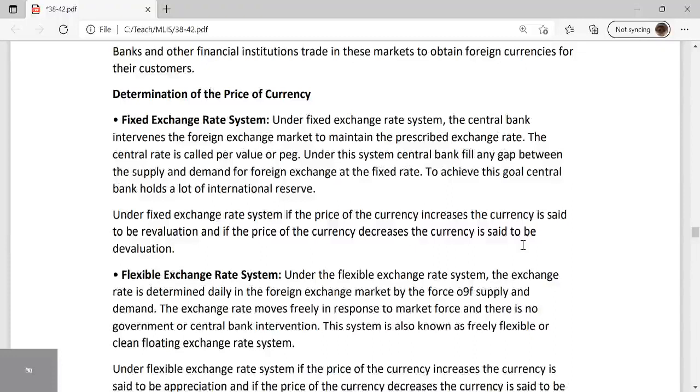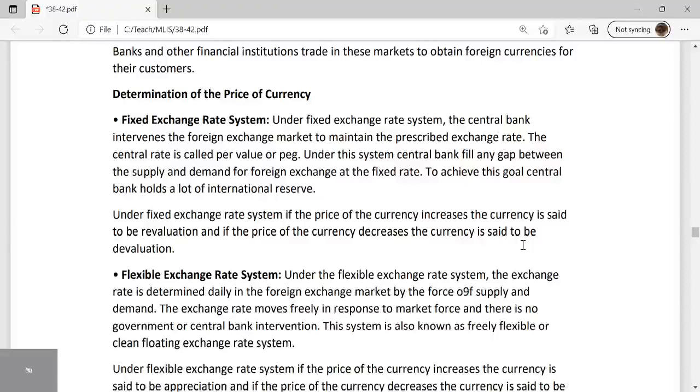So under a fixed exchange rate, what's happening? The central bank intervenes in the foreign exchange market to maintain the prescribed exchange rate. Okay, so the government will decide and the central bank will implement. The central rate is called par value or peg. Under this system, the central bank fills any gap between the supply and demand for foreign exchange at the fixed rate. To achieve this goal, central banks hold a lot of international reserves. Okay, and with the help of that reserve, the central bank can change this.